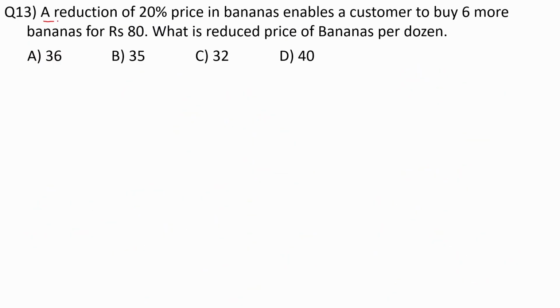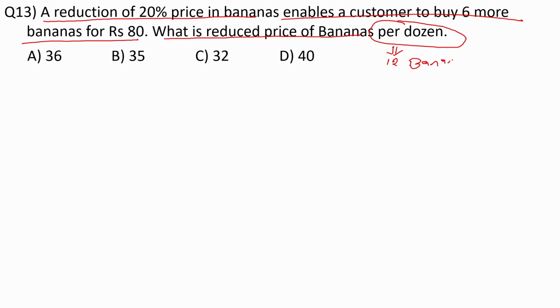A reduction of 20% in the price of bananas enables a customer to buy 6 more bananas for rupees 80. What is the reduced price of bananas per dozen? Here we are not supposed to find the price of one banana. We are supposed to find the price of 12 bananas. So I will teach you both the methods, guys.